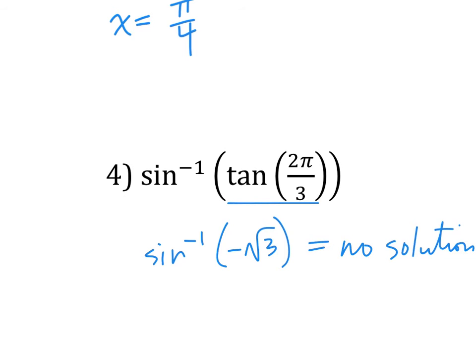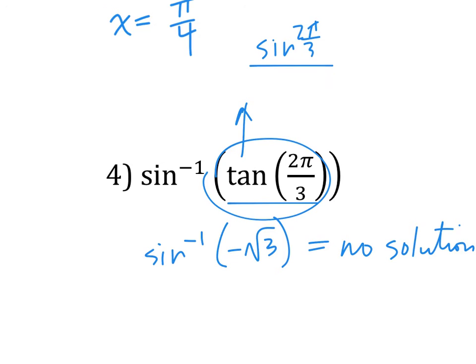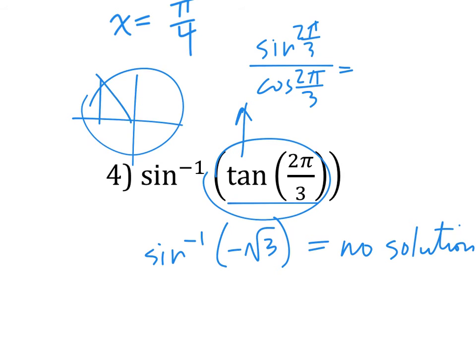Okay, let's see. Any question on this one? You okay or not okay? Explain. Why is it negative instead of positive? Okay, so tangent of that is sine of 2 pi over 3 over cosine of 2 pi over 3. So at 2 pi over 3, that is right here. Sine is square root 3 over 2, but cosine is negative 1/2. So then this becomes negative square root 3.